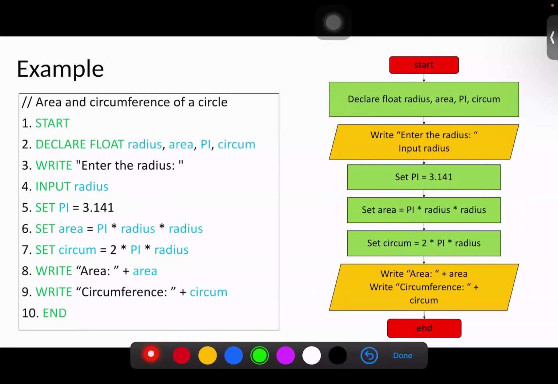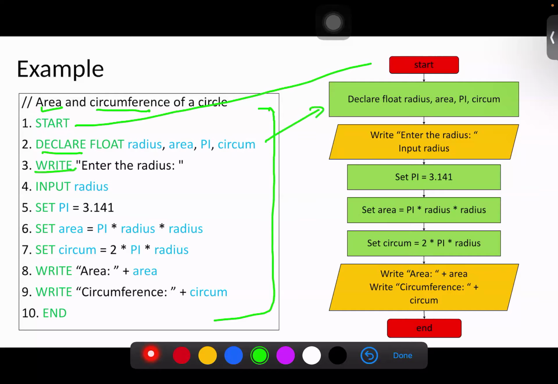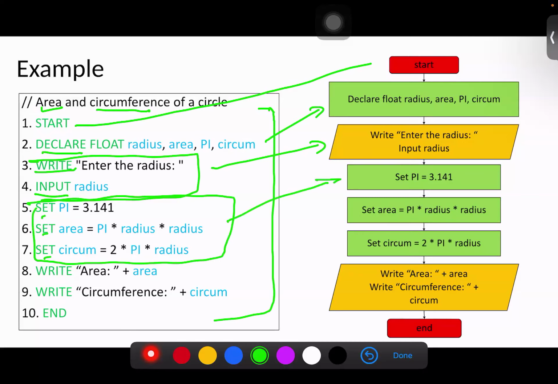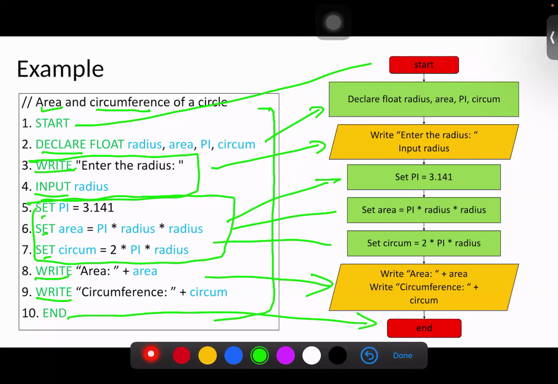Yes. Okay. Then here, last but not the least, we have another example over here. Here we are finding the area and the circumference. Remember, we've already written this program before. This program, we've already written it in the pseudocode. We are just converting it into flowchart. So the start is a terminator. Declare is what? A process. Write and input, yes, they are parallelograms. And then set. These are all what? Process. So 1, 2, and 3. Then write is all what? Parallelogram. Then end is an oval or a rounded rectangle.